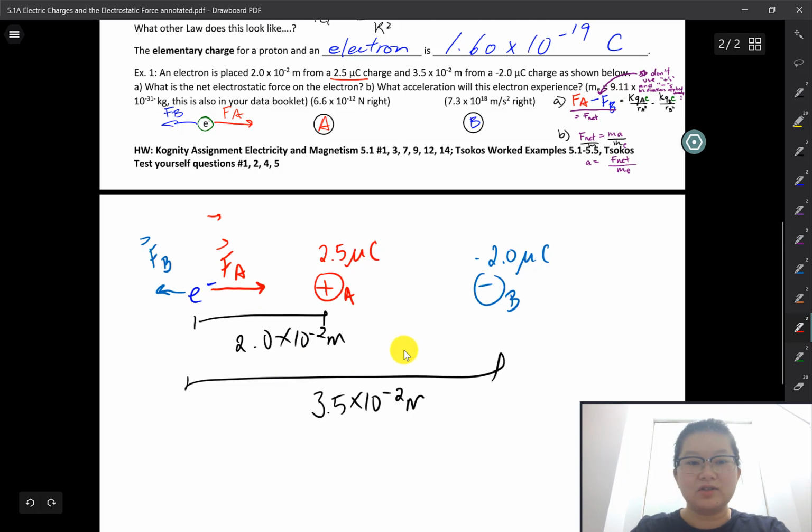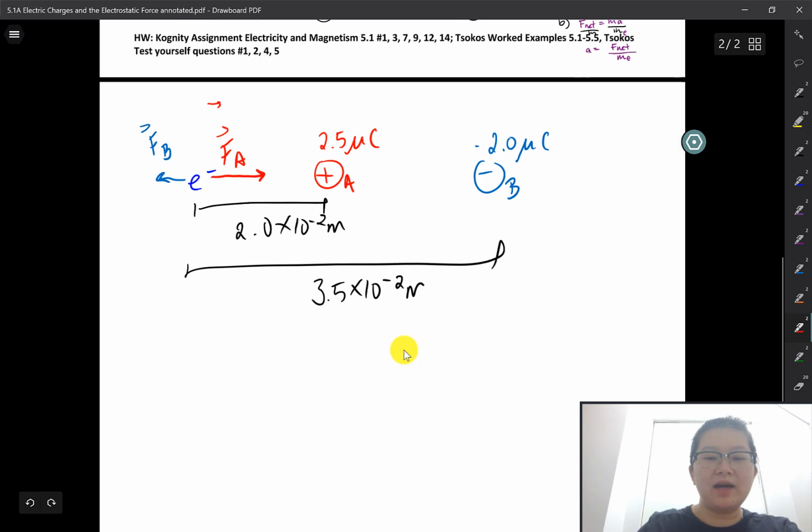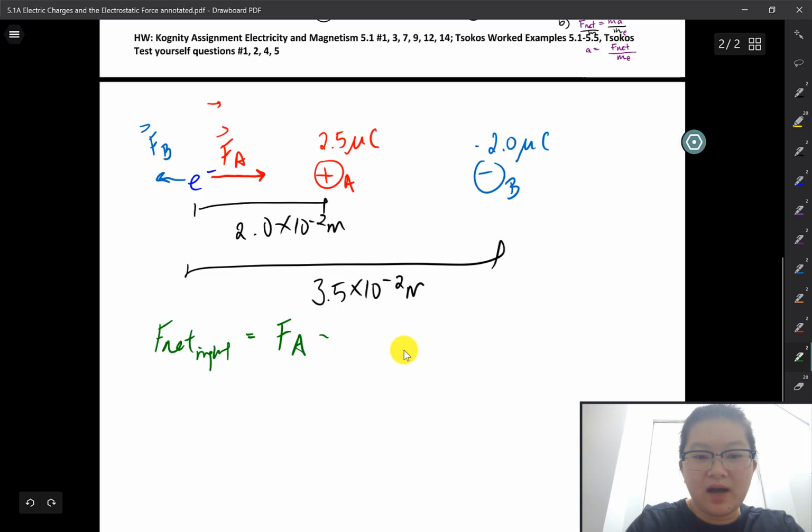So to find out this total force, or in other words, finding the net force, I am going to find the net force towards the right. So that means I am going to have to take the magnitude of FA minus the magnitude of FB to give me the net force towards the right.